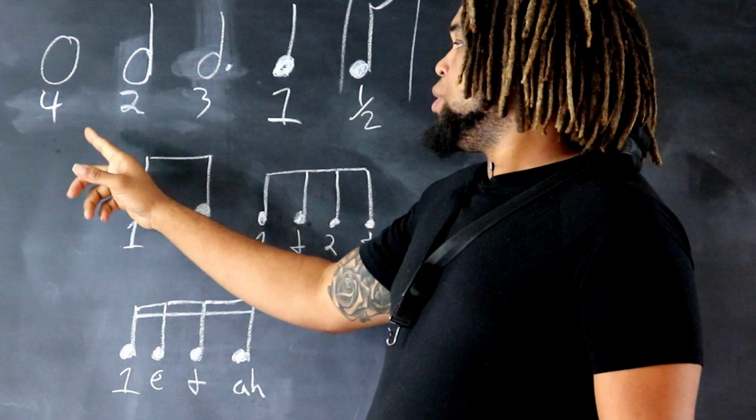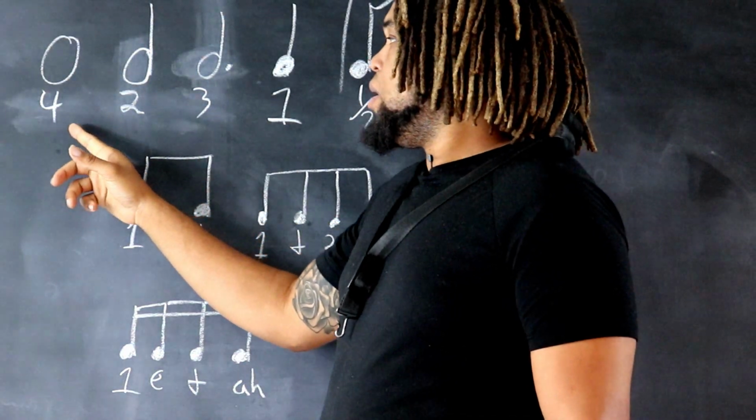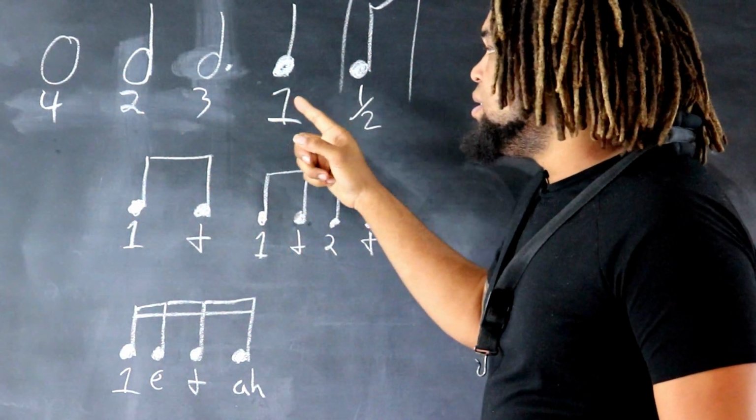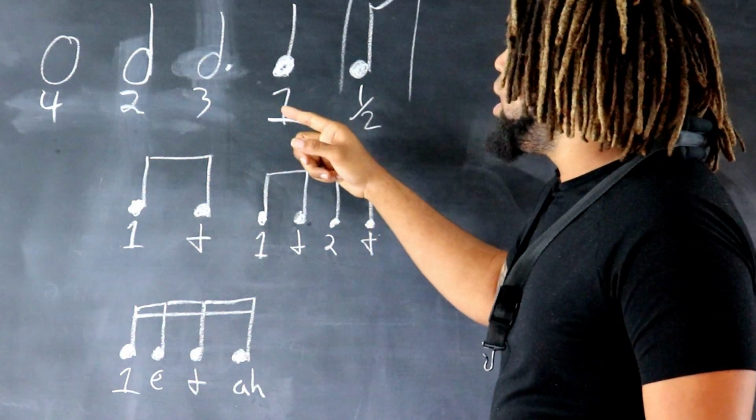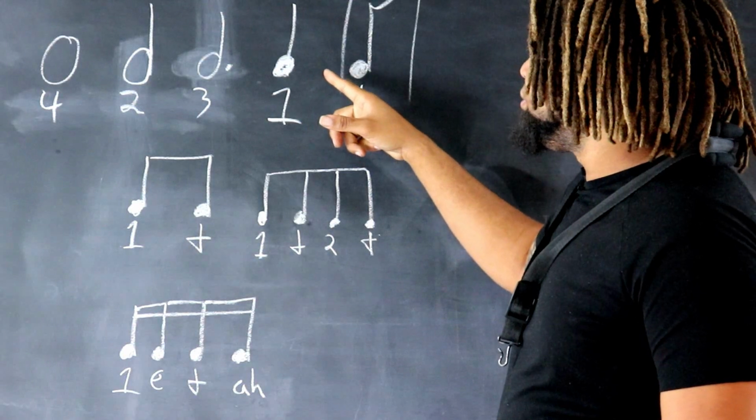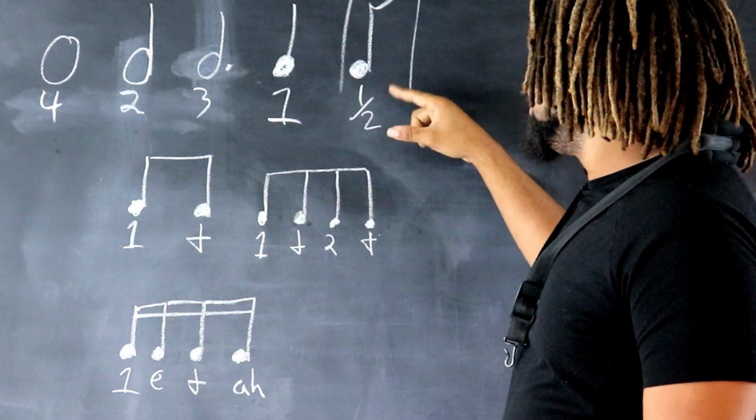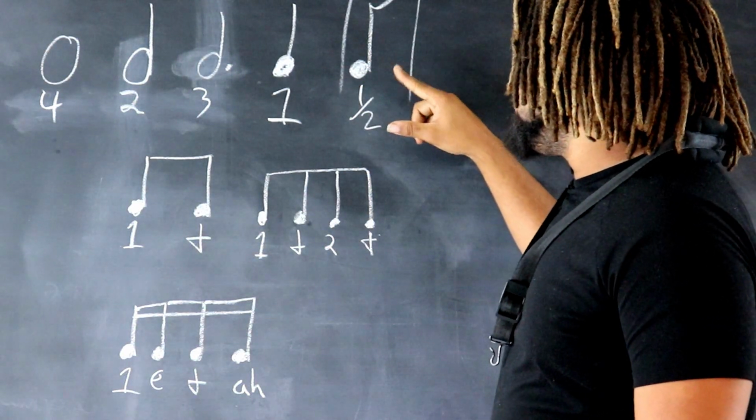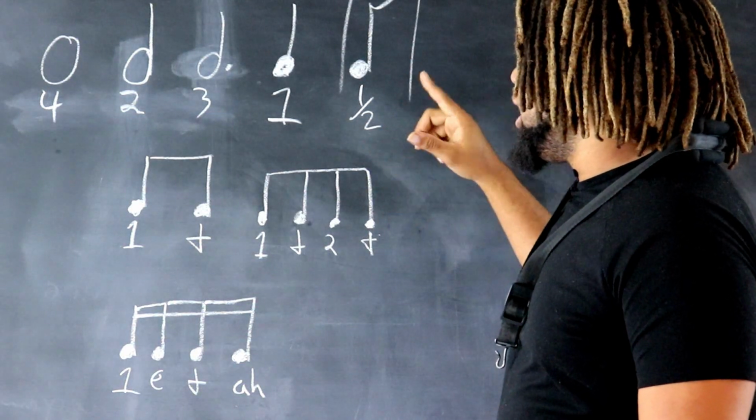So if we have a whole note, we're doing four beats on a whole note, 2 beats on a half note, 3 beats on a half note with a dotted half note, and 1 beat on a quarter note, and half a beat on an eighth note.